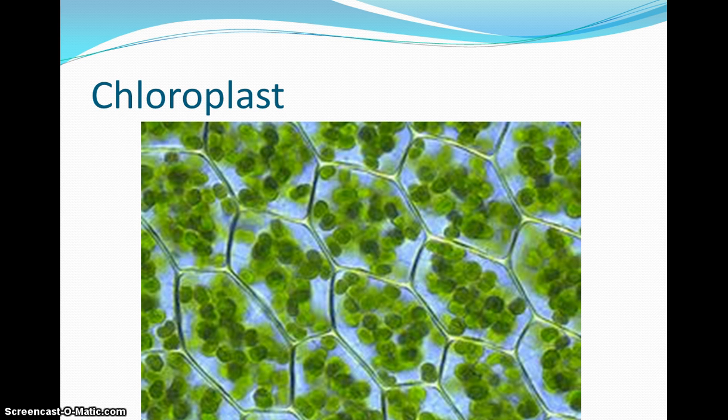First, we're going to start off with the chloroplasts. These chloroplasts make up the plant cell. You're going to find inside the chloroplast these little green things. These green things are the pigments of the plants. That's why we see plants and they're green.